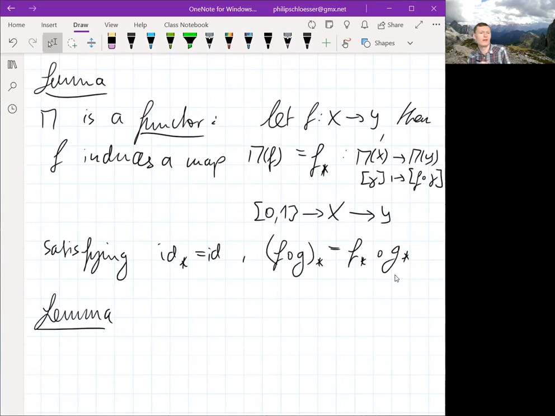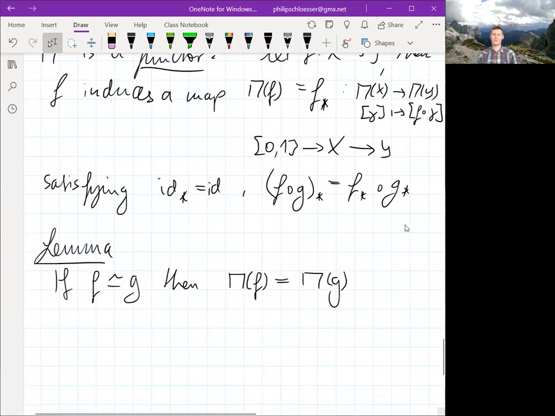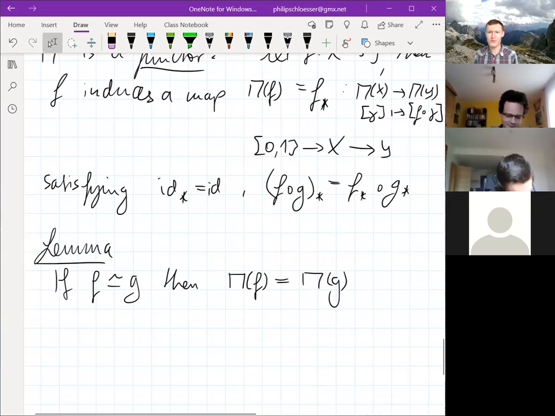And I guess you could have guessed it by now, but actually, if f is homotopic to g, then these push forwards are equal, because basically you can just compose with homotopies. I don't know, would you like to see the proof? No. Okay.